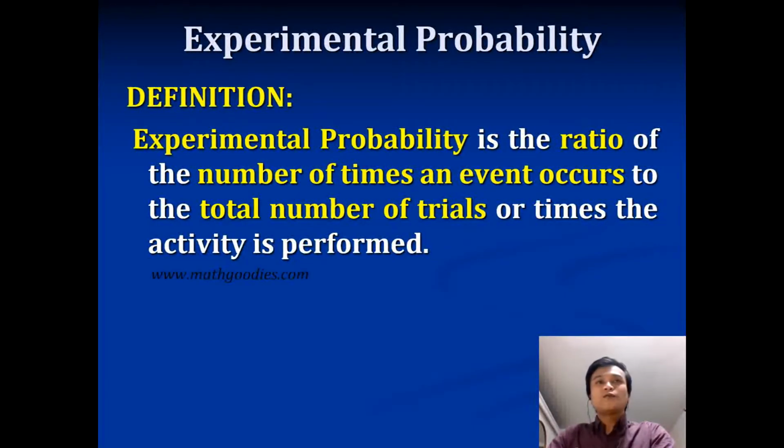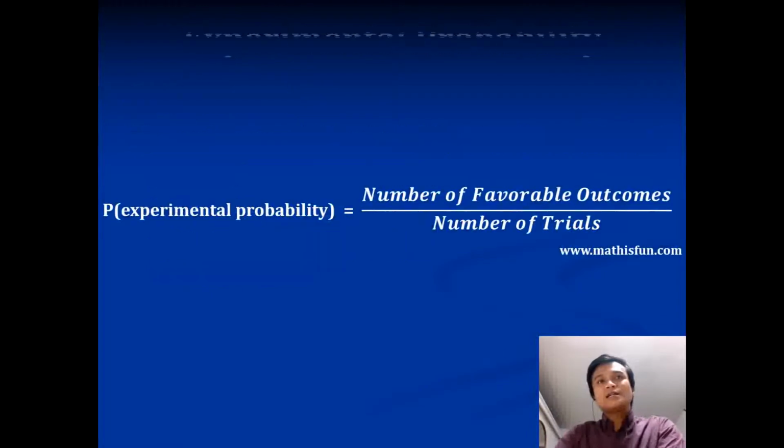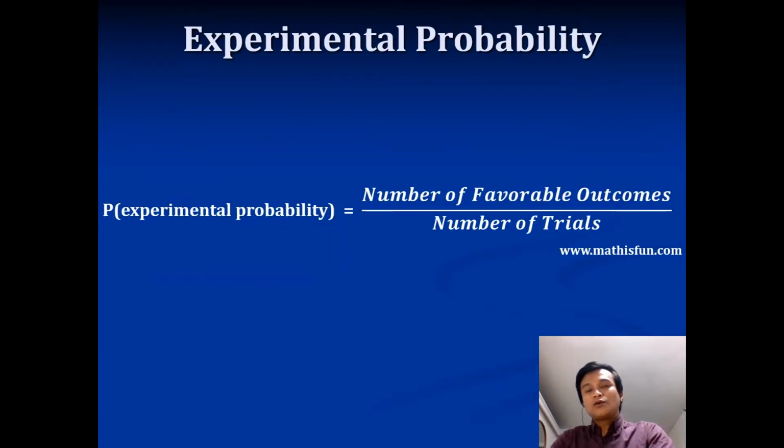This is from www.mathgoodies.com. Before we go to the examples and activities, we have to check this formula for finding the experimental probability. The experimental probability is equal to the number of favorable outcomes over the number of trials. This is from www.mathisfun.com.